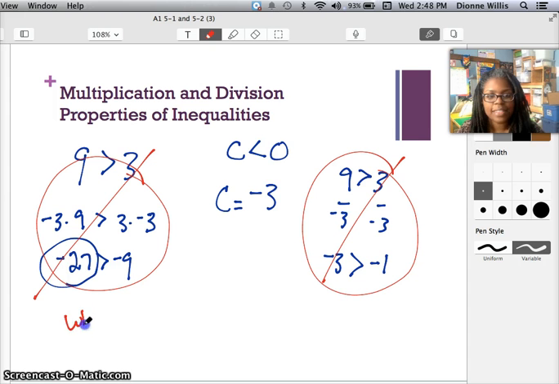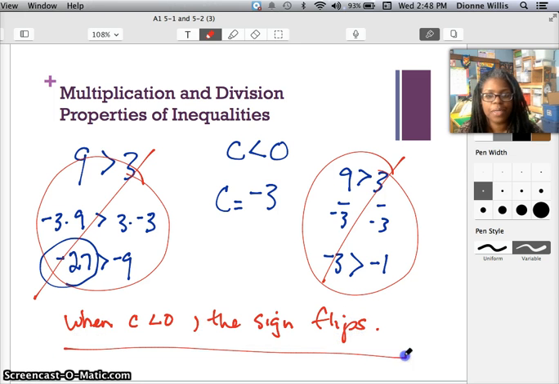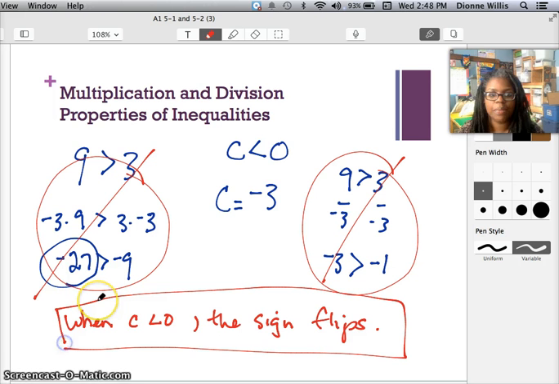So when C is less than 0, the sign flips. And you guys probably remember this from last year in pre-algebra, but I want you to keep it in mind. So we're going to see that in the second example. The first example, we're not going to have any sign flipping, but the second example, we will. So these are properties that we're going to keep in mind. Let's take a look at a couple of examples.